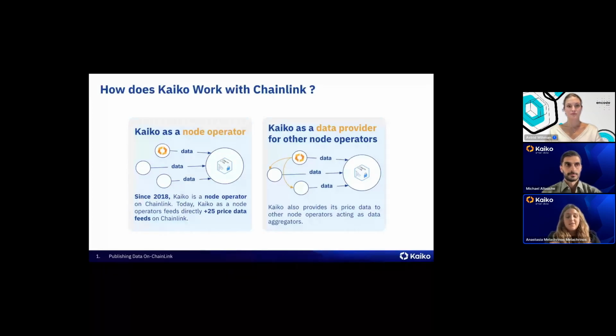Basically, the data providers that publish data on chain on Chainlink are generally data aggregators. It's not data providers like Kaiko. So we provide them this data, which they aggregate afterwards and which they re-push on chain on the Chainlink ecosystem.